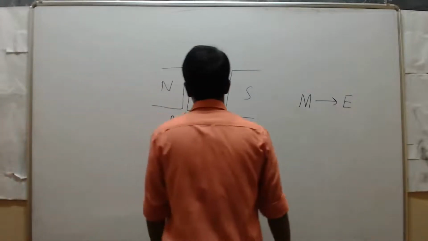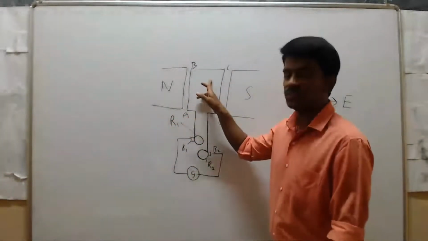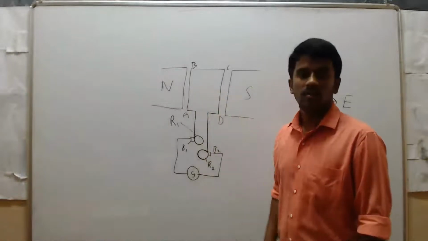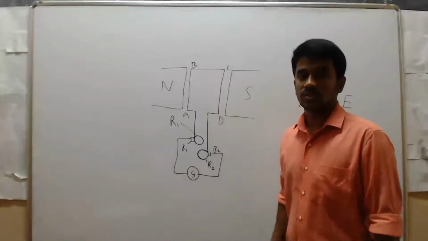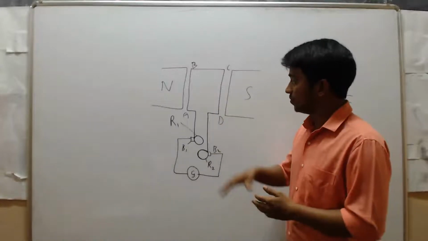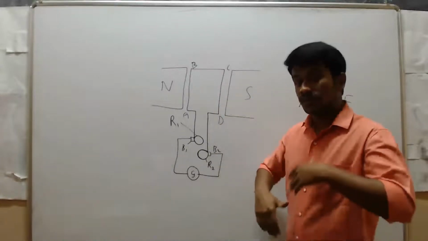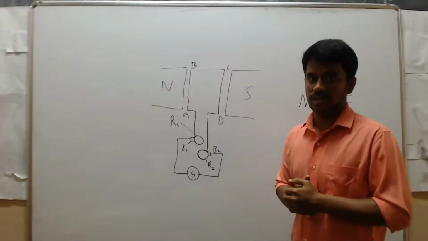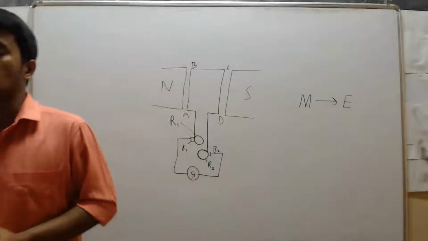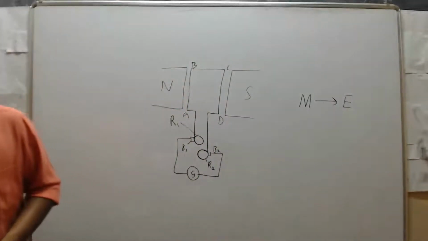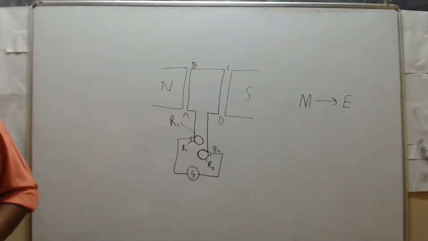Now see here, we should rotate this coil, then current is induced. So now we should know in which direction we are rotating and in which direction the electric current is generated. For that we have Fleming's right hand rule. What is that? Fleming's right hand rule.